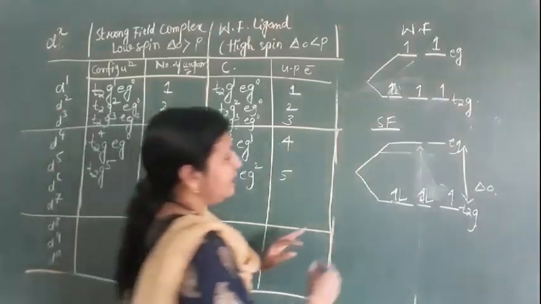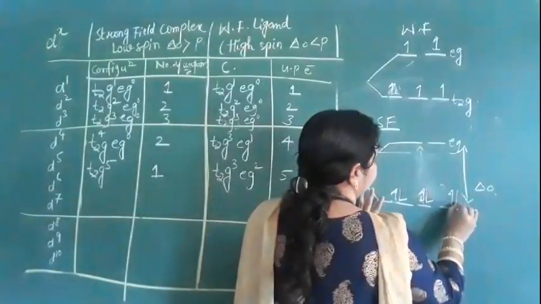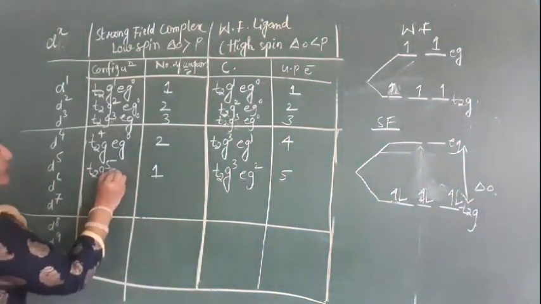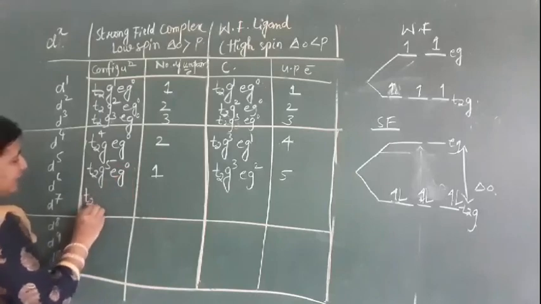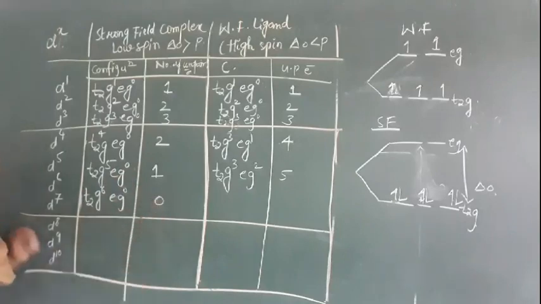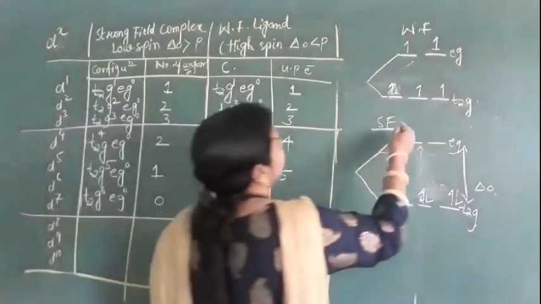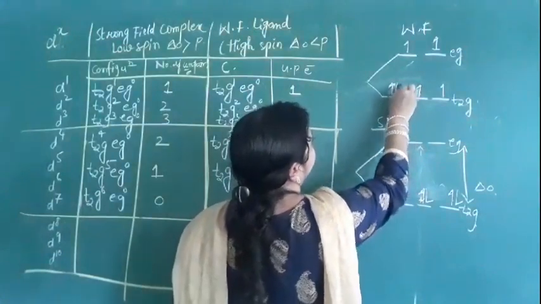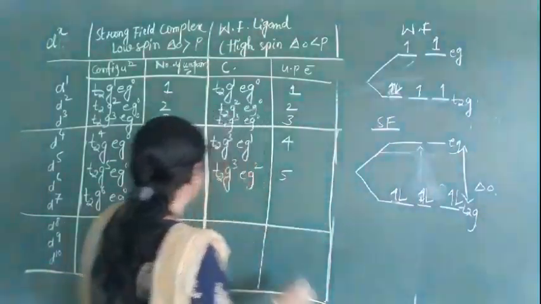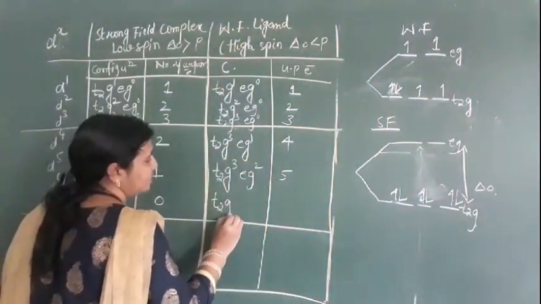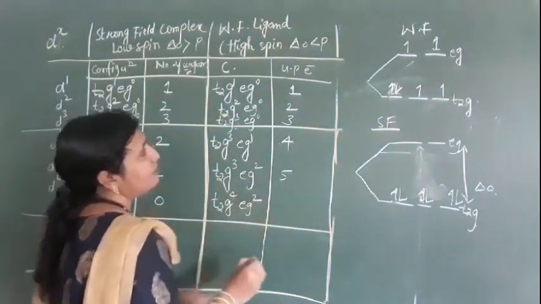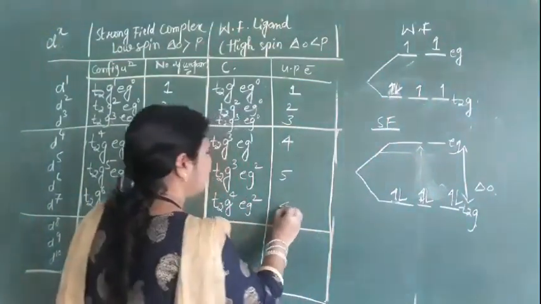Okay. Next, d6. For d6 in the strong field, the next electrons enter into the t2g only. So the electronic configuration is t2g6 eg0, and the number of unpaired electrons is 0. But in the weak field case, the sixth electron enters into the t2g set as well. So the electronic configuration is t2g4 and eg2. Number of unpaired electrons: 4. Write down 4 here.